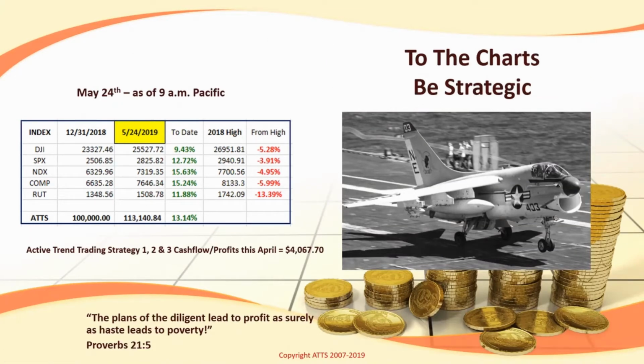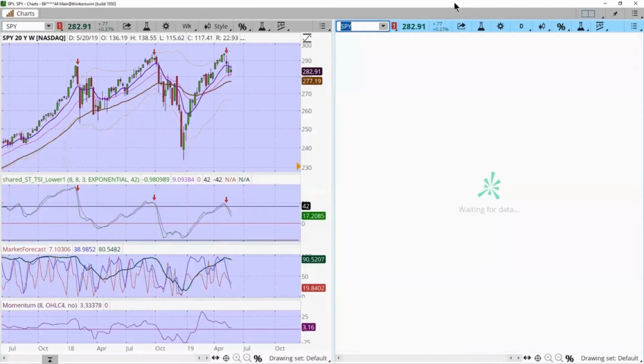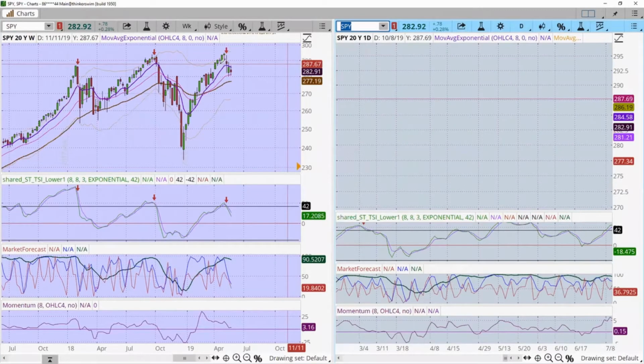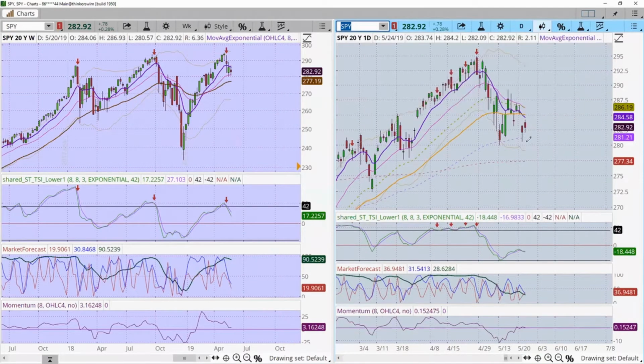Let's take a look at the charts, and then I want to highlight a couple of things chart-wise. Let me see if I can get daily, weekly. Okay, yeah, that's exactly what I'm looking for. Let's take a look at the SPY. This is what the S&P is doing. On the left, we have the weekly chart. On the right, we have the daily chart.